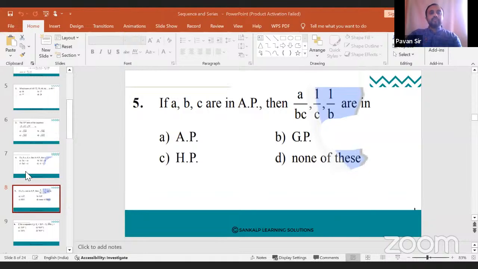If A, B, C are in AP, then A upon BC, 1 upon C, 1 upon B are in what? If A, B, C are given that the condition is AP, they are in AP, then A upon BC, comma, 1 upon C, comma, 1 upon B are in what? A is AP, B is GP meaning geometric progression, C is HP meaning harmonic progression, and D is none of this.